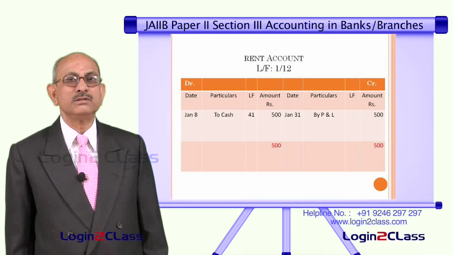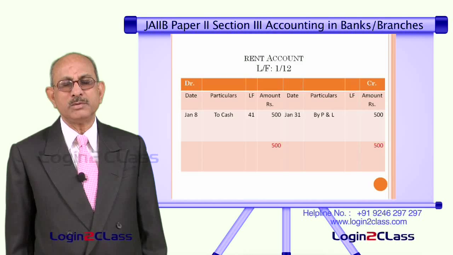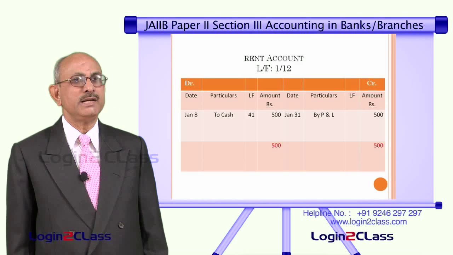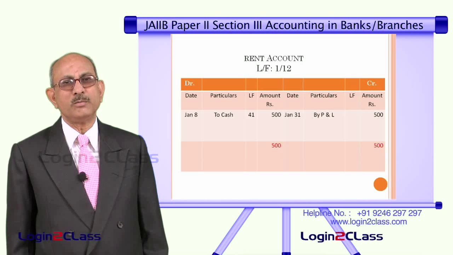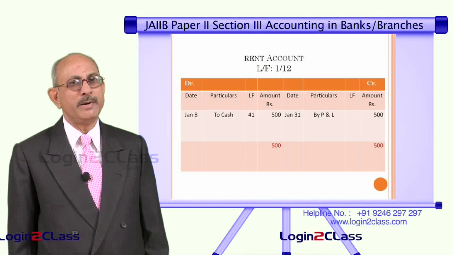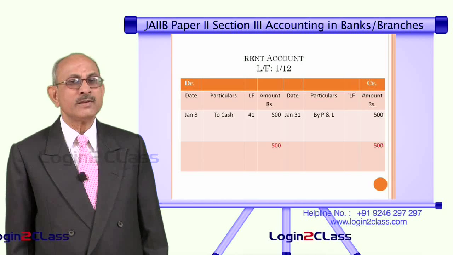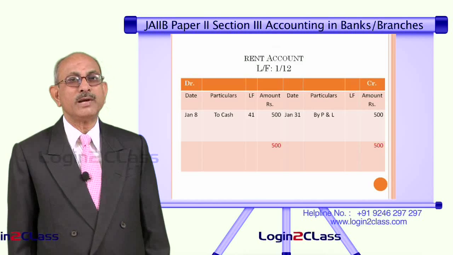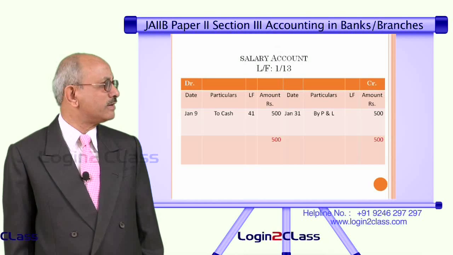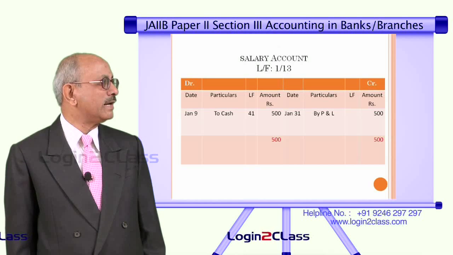And rent account, as we know, is a nominal account because it is an item of expenditure, and the same process has to be repeated in case of all nominal accounts. That means whatever balances are there need to be transferred to P&L account. So as you see, rent account also the balance is transferred to P&L account. Similarly in respect of salary account also we have transferred the balance to P&L account.